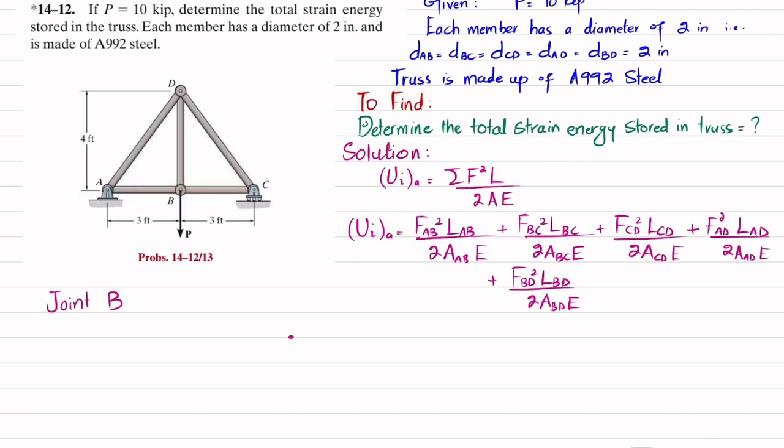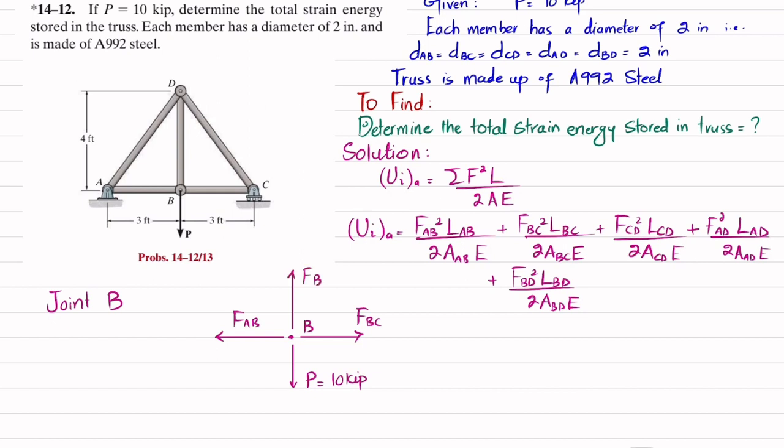This is your point B, where you have the P load which is acting downward, and that P is equal to 10 kips. This member BC will exert a load on joint B like this. This will be equal to F_BC. This member AB will exert a force like this. This will be equal to F_AB, and this BD will exert a force in the upward direction.